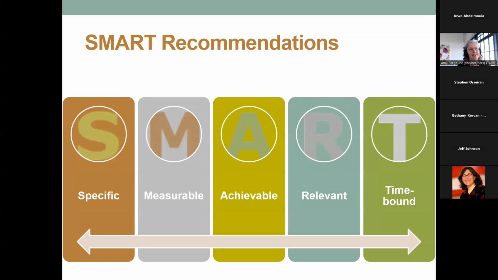SMART recommendations, I'm guessing you're all familiar with this acronym, but it's good just to have a reminder. You want recommendations to be specific, measurable, achievable, relevant, and time-bound. The time-bound part, typically we don't need to do in the context of this advocacy because the implicit time-bound is the next time you're reviewed by the committee, which is supposed to be every 3 to 5 years. But next time you come up to the committee, make sure you've implemented these recommendations.